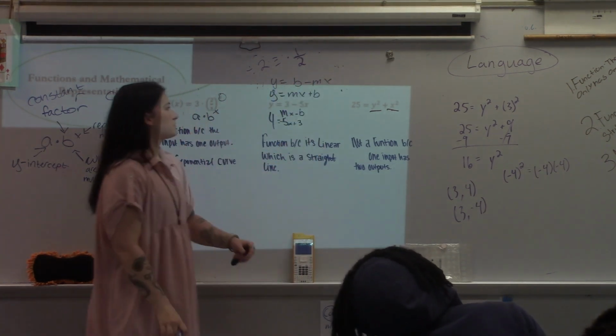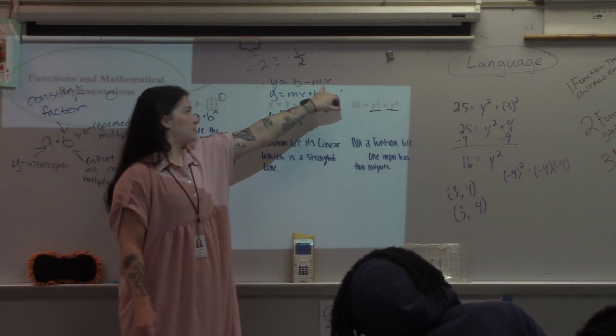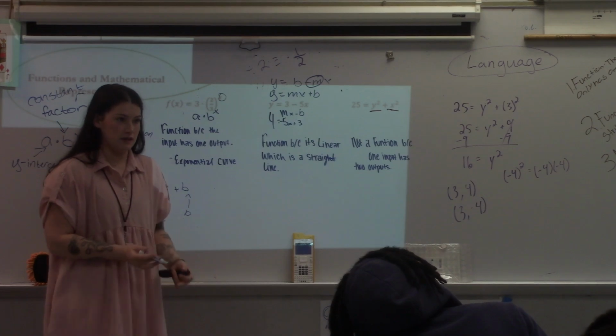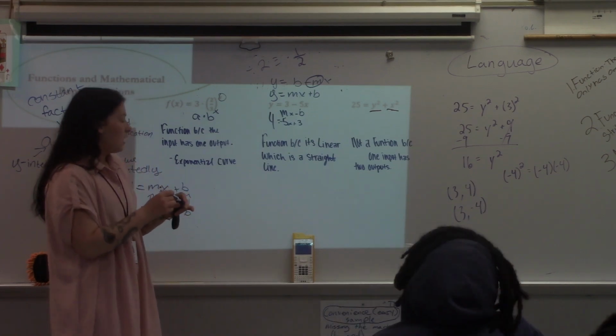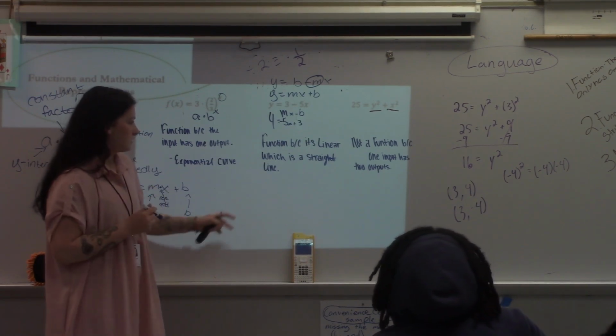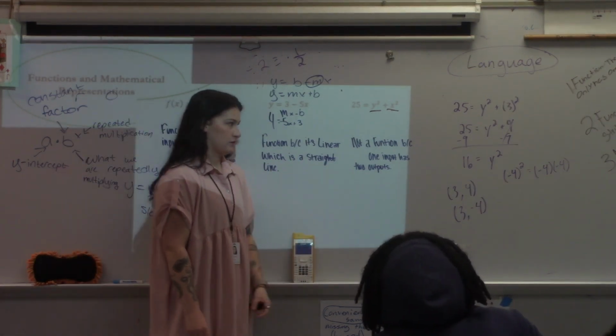But are these equivalent to each other? Yeah, except this is a negative slope, right? You have a negative m. You have a negative slope. Okay, so that's a function. It's a straight line, and it passes the vertical line test.